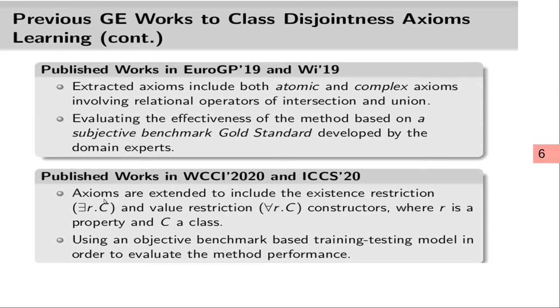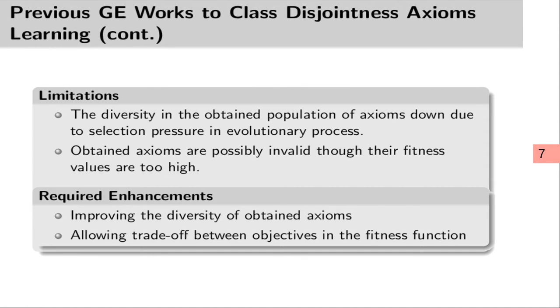In the previous works, we focused on extracting class disjointness axioms using traditional grammatical evolution. With it, we got good results in extracting this kind of axiom. However, the previous work contains some limitations. The first limitation relates to the diversity in the output population, and the second relates to the case where the output axioms are possibly invalid even though their fitness values are very high. So it requires some necessary improvement to reach a more effective model for mining axioms. The new model should improve the diversity of the resulting population of axioms, and also allow a trade-off between objectives in the fitness function.